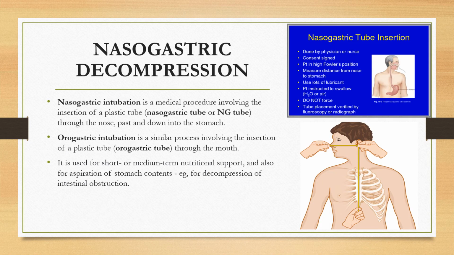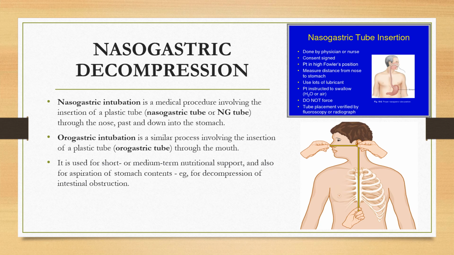Okay, so this is more of just a reminder and just some images. So nasogastric decompression. When would we do that? Typically for a bowel obstruction, to decompress the stomach and the upper intestines. And if we can't get it through the nose, say somebody has a deviated septum, or they don't tolerate the nasogastric tube, we can always use an orogastric tube.